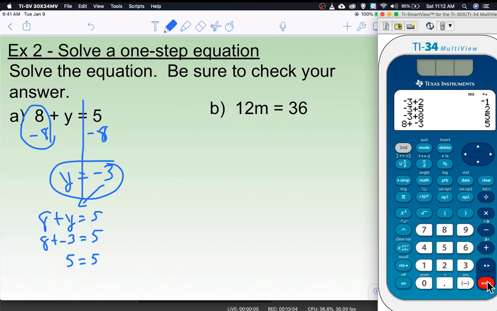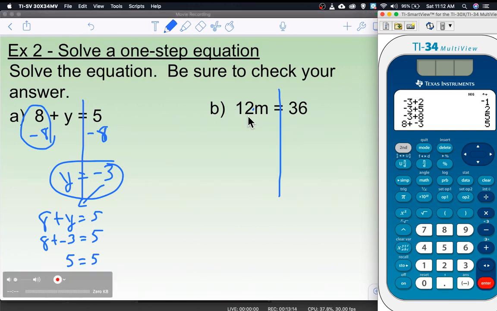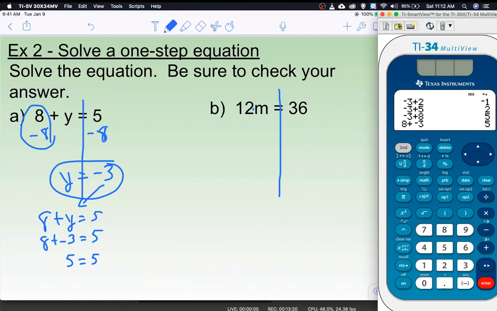Letter B. So here, I look at my problem. I see that my variable is being multiplied by 12. This is a multiplication. When you have a number directly next to the variable, that's multiply. So in order to solve that equation, I'm going to do the opposite of a multiplication. I am going to divide by 12 on both sides. When you're solving an equation, you always do everything to both sides. You've got to keep your equation balanced.